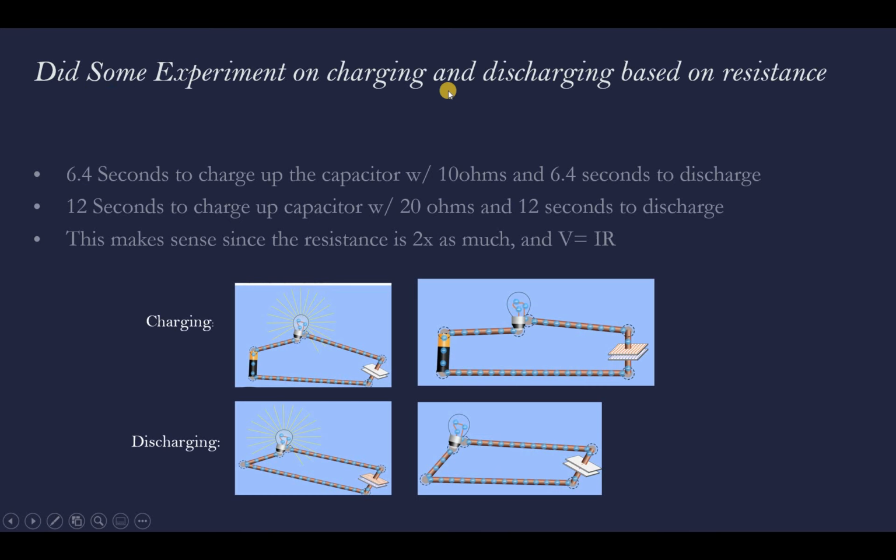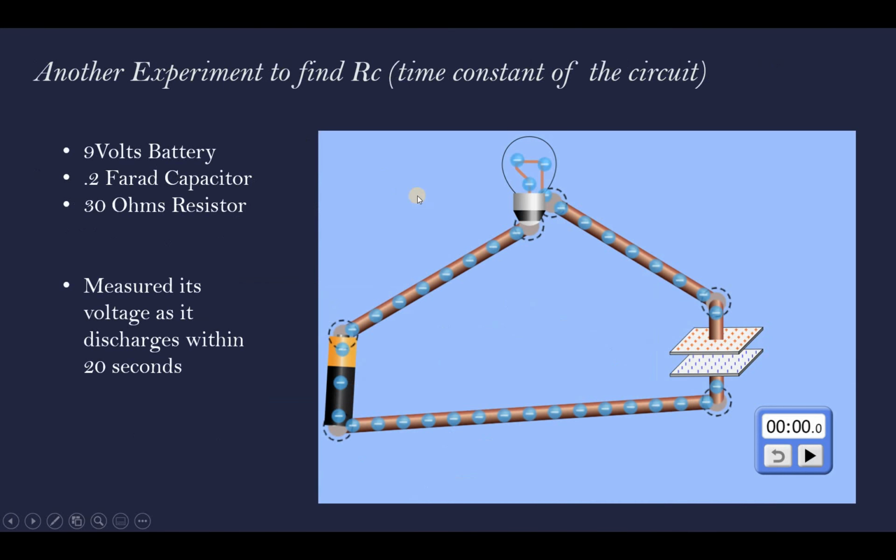Then I did some experiments on charging and discharging based on the resistance. It took us 6.4 seconds to charge up the capacitor with 10 ohms and 6.4 seconds to discharge. It took us 12 seconds to charge up the capacitor with 20 ohms and the same to discharge. And this makes sense since the resistance is 2 times as much and V is equal to I times R.